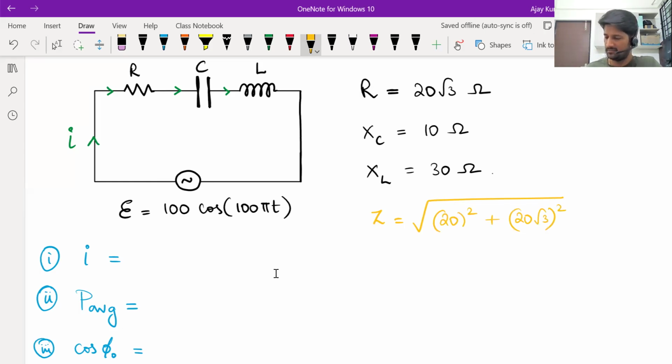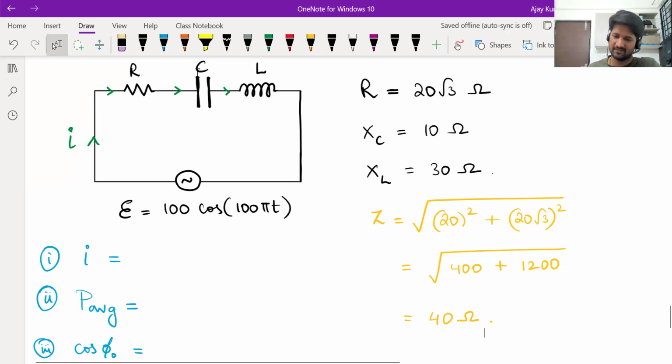You do this, how much does it become? 20 square itself is 400, plus 20 root 3 when you square, it becomes 400 into 3, 1200. 20 root 3 whole square is 20 square into 3. Oh yes, my bad. Root 1600. Z becomes 40 ohms. Okay, we got Z.